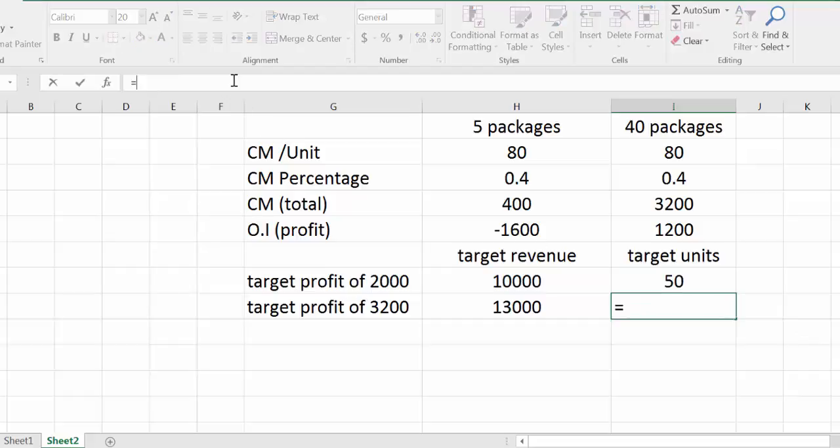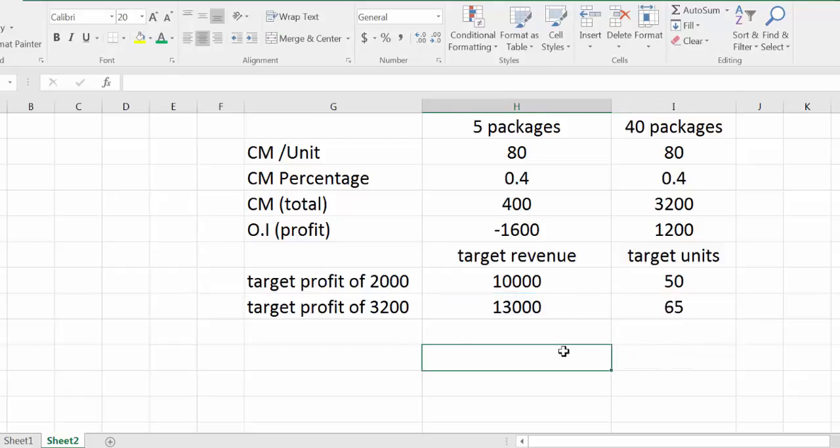Okay, for the target profit of 3,200, we can divide the target revenue amount by 200. So we're looking at 65 packages. Okay, so that's basically about those two things.